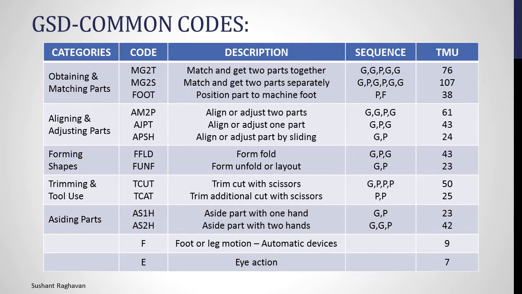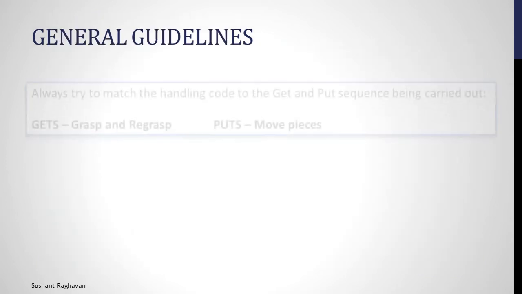Trimming and tool use. TCUT, trim cut with scissors. TCAT, trim additional cut with scissors. Asiding parts: AS1H, aside part with one hand, AS2H, aside part with two hands. F, foot or leg motion, automatic devices. E, eye action.